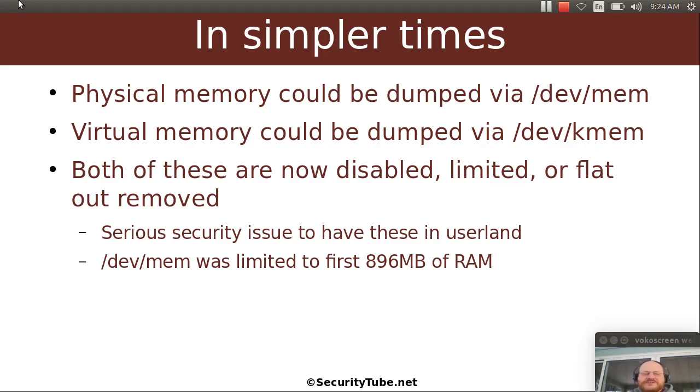So now these have been disabled or limited or just pretty much removed from any Linux that you're likely to encounter. If you can find a machine that still has devmem, it's limited to the first 896 meg of RAM. So you can't even get a gigabyte of RAM out of it. Now, if you're running a 64-bit Linux, there's absolutely no chance that you can use these devices. So what are you going to do?